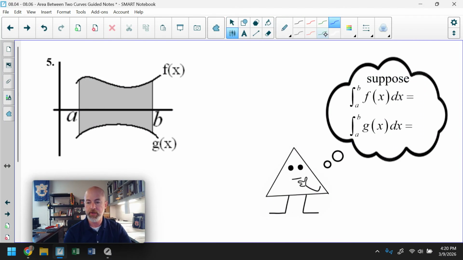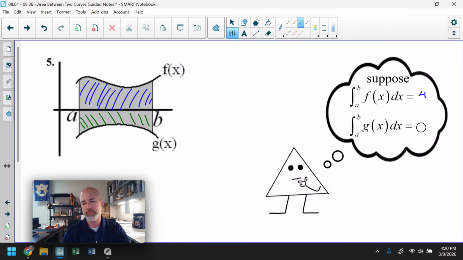The area under f, the area from a to b of f of x, is this region. And if I wanted to suppose I had a number for that, I could call that maybe 4. Or you can call it 12 or a million if you want to. We're just making stuff up to feel our way through the problem. The integral from a to b of g, well, if this blue area is 4, this looks like a little bit less than that. I'm going to call that 3.